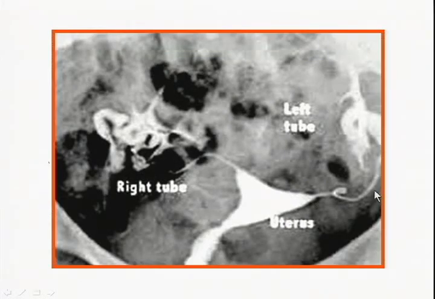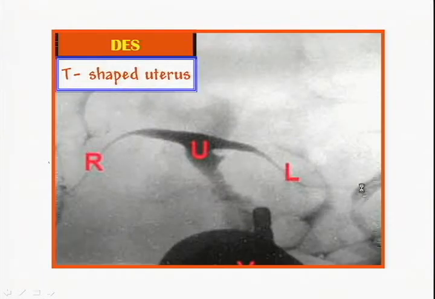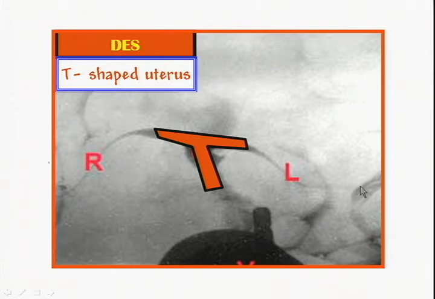Here we have a hysterosalpingogram of a normal uterus, and you notice the triangular shape. Here we have a DES uterus, a T-shaped uterus. And unfortunately, many of these women will have early deliveries of babies, or even have failure for conception to occur.